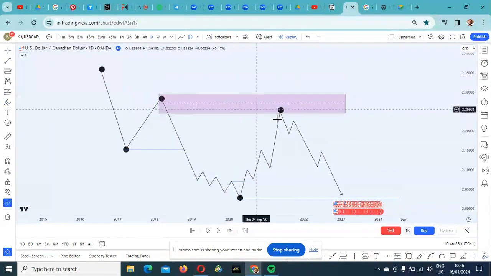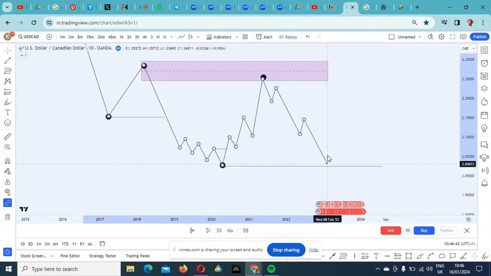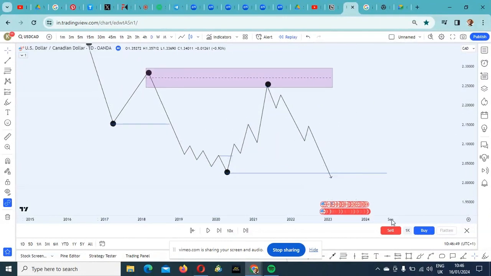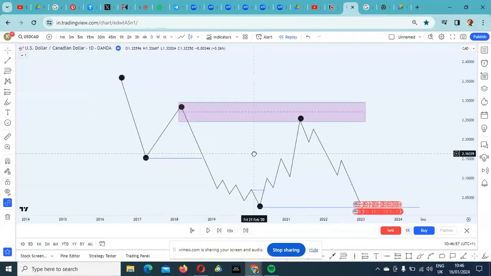You get a new what? Structure high. So now you are aiming for this low. Okay, you are now aiming for this low. That is what I mean by having to understand the external structure.